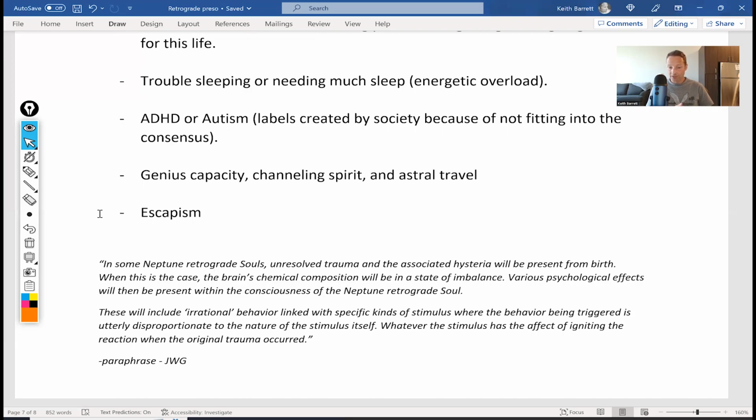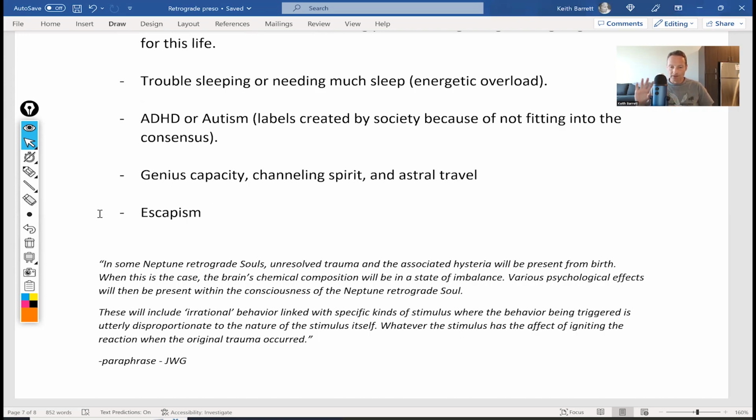This will include irrational behavior, right? Like that's way out of the norm, linked with specific kinds of stimulus where the behavior being triggered is utterly disproportionate to the nature of the stimulus itself. Whatever the stimulus is, it has the effect of igniting the reaction from when the original trauma occurred, right? So I put that in there. I haven't personally had a session with people that experienced that, but that felt like something that I needed to put in here.